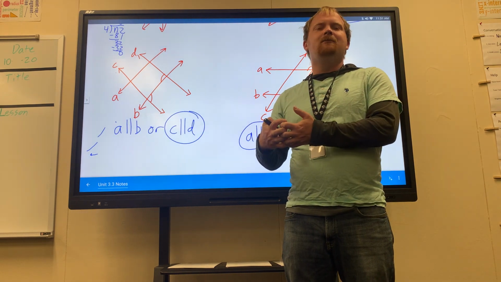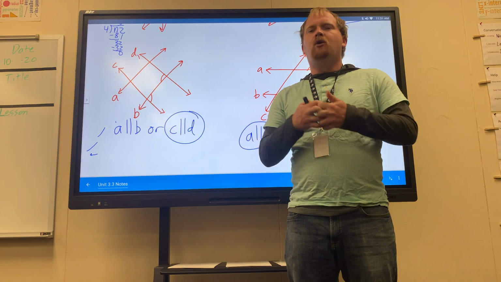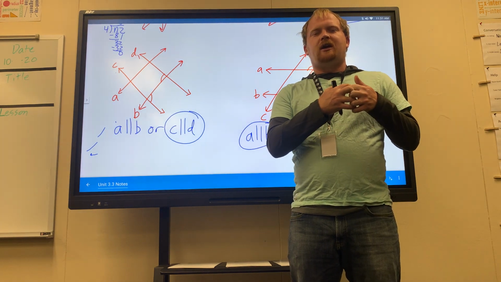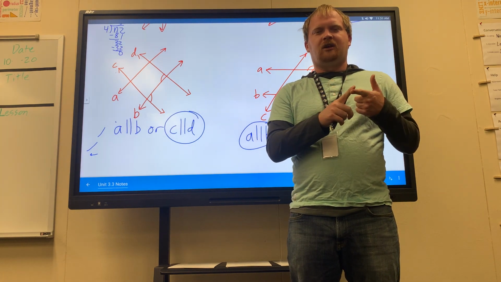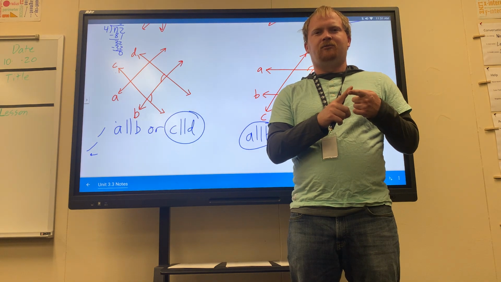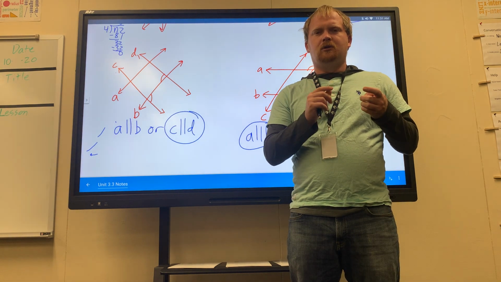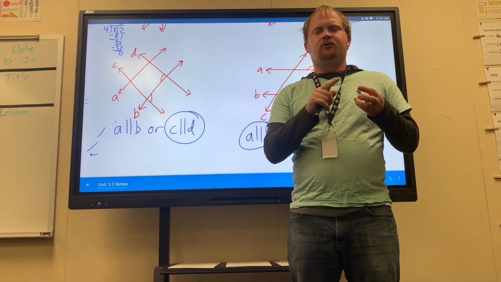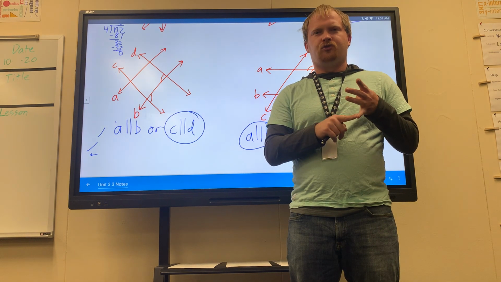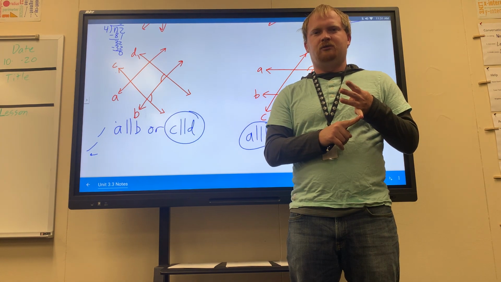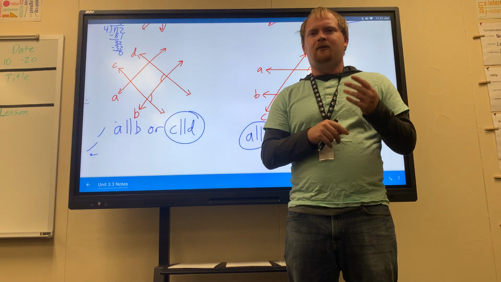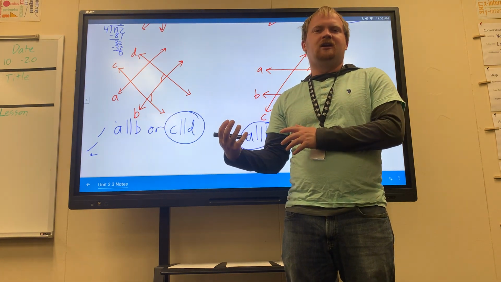So instead of being given the fact that the lines are parallel, we're given the fact that consecutive interior angles add up to 180, or alternate interior angles or alternate exterior angles or corresponding angles are congruent to each other. That's what we've been given, and we end up proving that the lines are parallel.